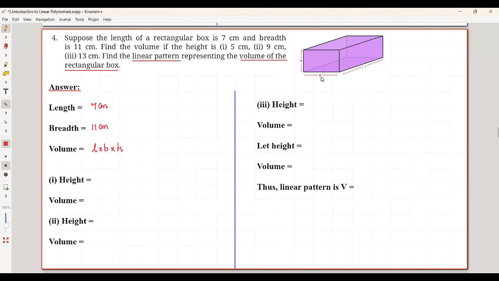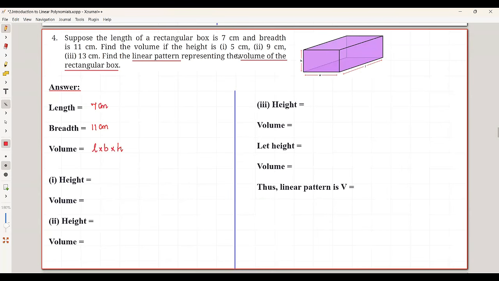Breadth will be denoted as width also. Width and breadth both are the same. So L, B, H. L is given, B is given. Height is given for the first question: find the volume of the rectangular box.